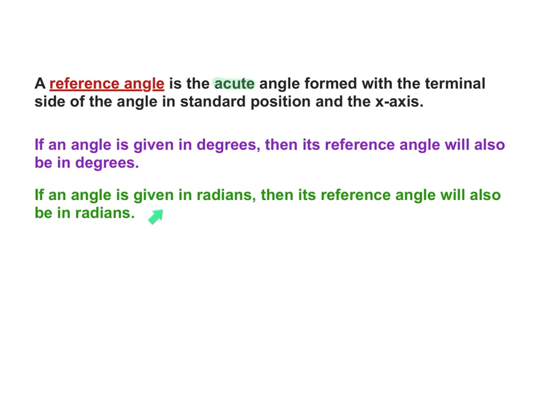This whole idea here is still about the same theme that we've been using about consistency. The problem has fractions, the answer should have fractions. The problem has decimals, the answer has decimals. If it's in degrees, it should be in degrees. If it's in radians, it should be in radians, okay? So let's talk about how to work through this and find reference angles and why it's important, okay?